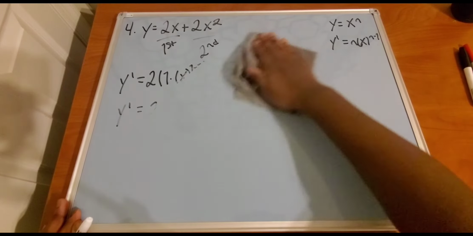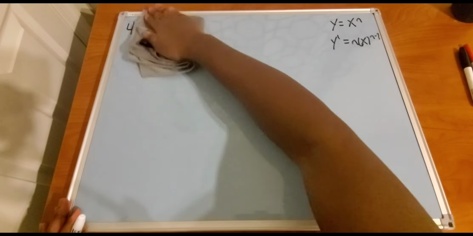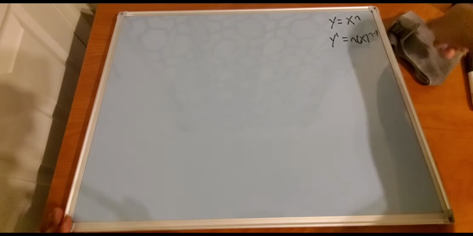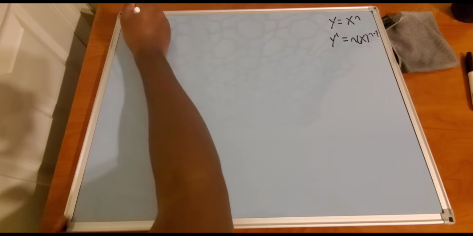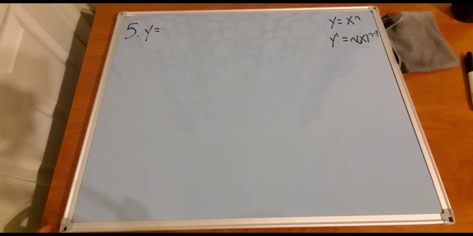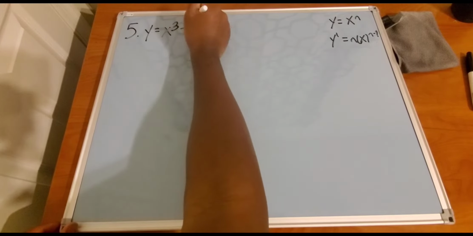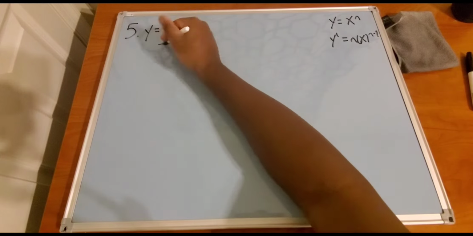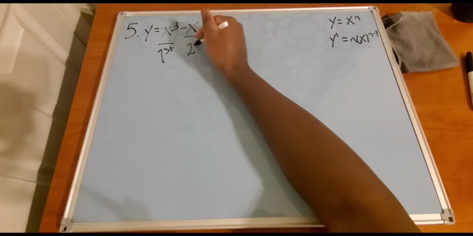Now we can move on to question number 5. I will keep that definition of the power rule off to the side in case anybody wants to reference it if they're doing this along with me. So for question number 5, we have y is equal to x cubed minus x. Well, again, we're doing the power rule twice here. So we're going to do it once for the x cubed, and we're going to do it again for the x.